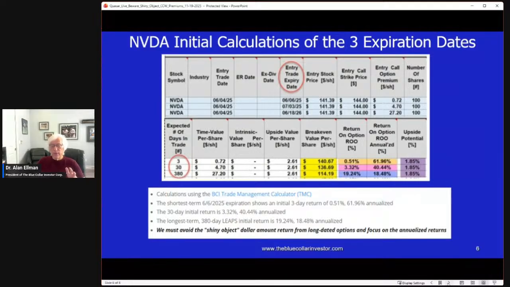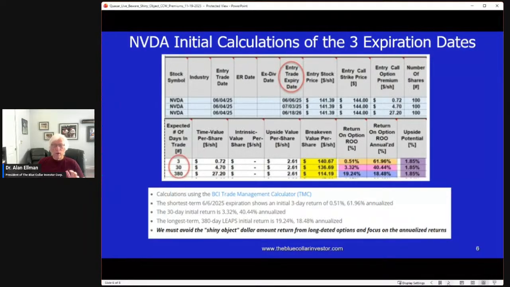So once again, if we take our eyes off that shiny object, the premium, the dollar premium, and focus on the actual annualized returns, we could see that we benefit from the shorter dated expirations.